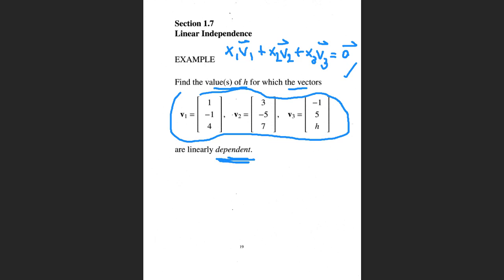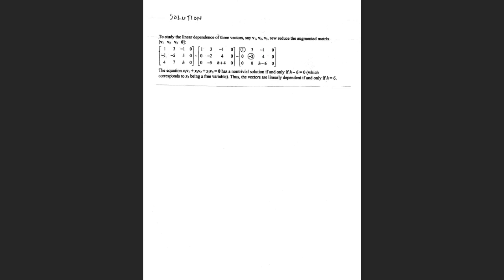So let me go to the next page here. Now, you have a thing that can magnify the screen. But I like how the book wrote this out, so I'm going to go with this. To study the linear dependence of the three vectors, row reduce this augmented matrix here.